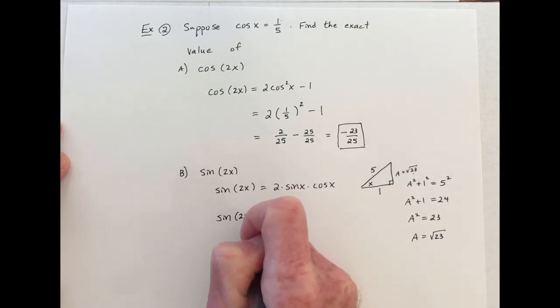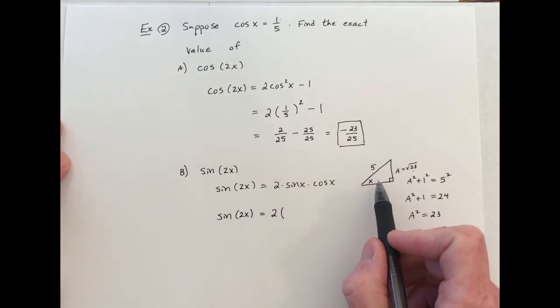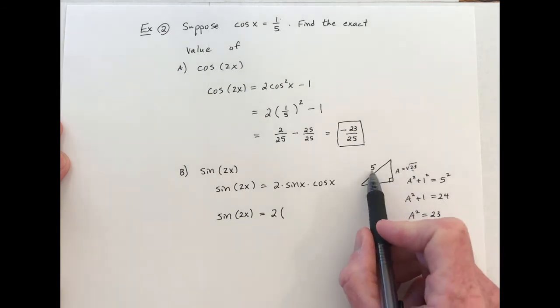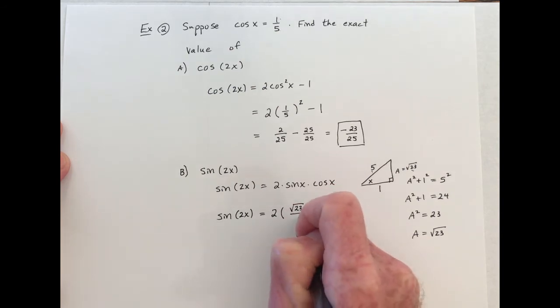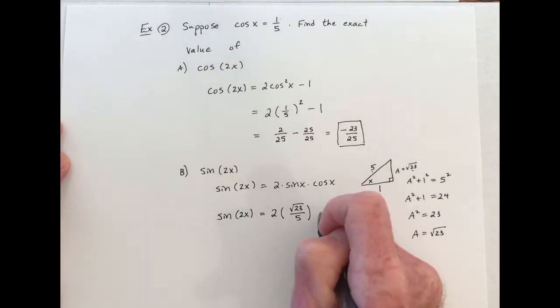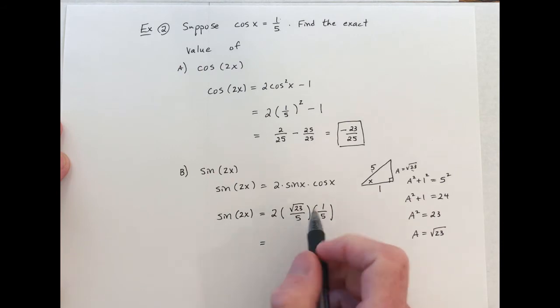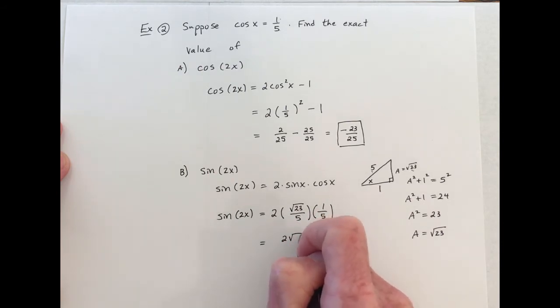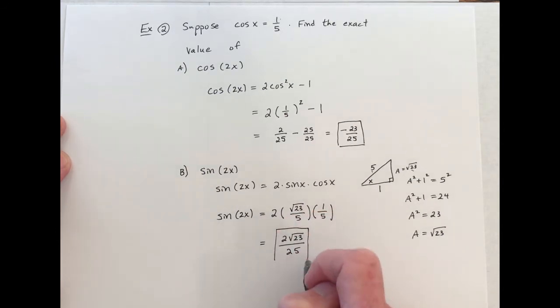So now we're ready to finish this one. Sine of 2x will equal 2 times sine of x, which equals opposite over hypotenuse. So that's the square root of 23 over 5. And cosine is equal to 1/5. And then multiplying on the top, that's going to be 2 times the square root of 23. And on the bottom, it's going to be 25. And that cannot be reduced. And that is the exact answer. Oh, happy day.